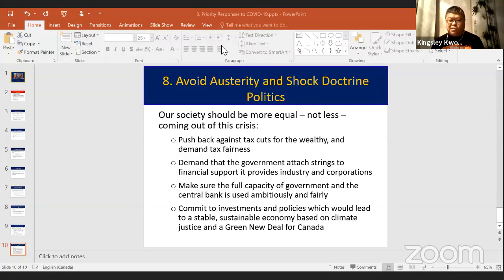Commit to investments and policies which would lead to a stable, sustainable economy based on climate justice and a Green New Deal for Canada. Thank you, Kingsley. So that's the outline of the discussion.